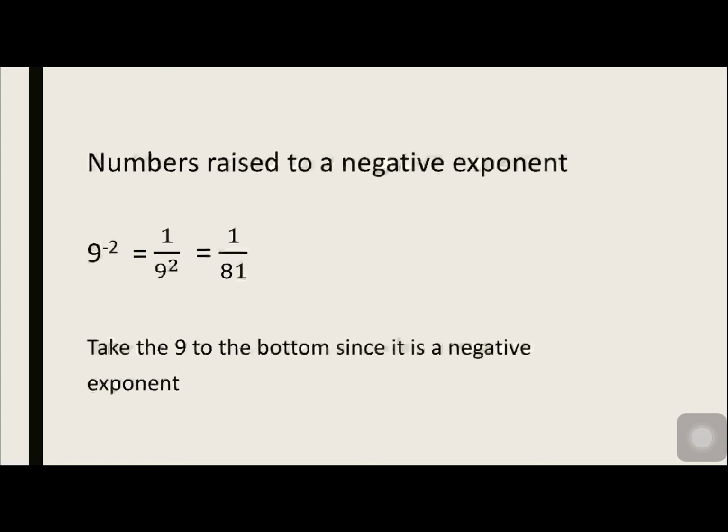Numbers raised to a negative exponent. 9 to the negative 2 would be 1 over 9 to the positive 2. And 9 times 9 equals 81. So 1 over 81. Take the 9 to the bottom since it is a negative exponent.